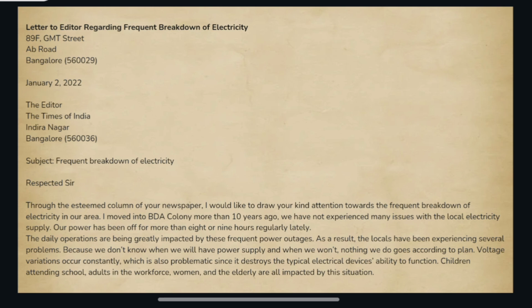Because we do not know when we will have the power supply and when we will not. Nothing we do goes according to the plan. Obviously, if there will be no light, nothing will go according to the plan. Voltage variations occur constantly, which is also problematic since it destroys the typical electrical devices' ability to function. Children attending school, adults in the workforce, women, and the elderly are all impacted by this situation.